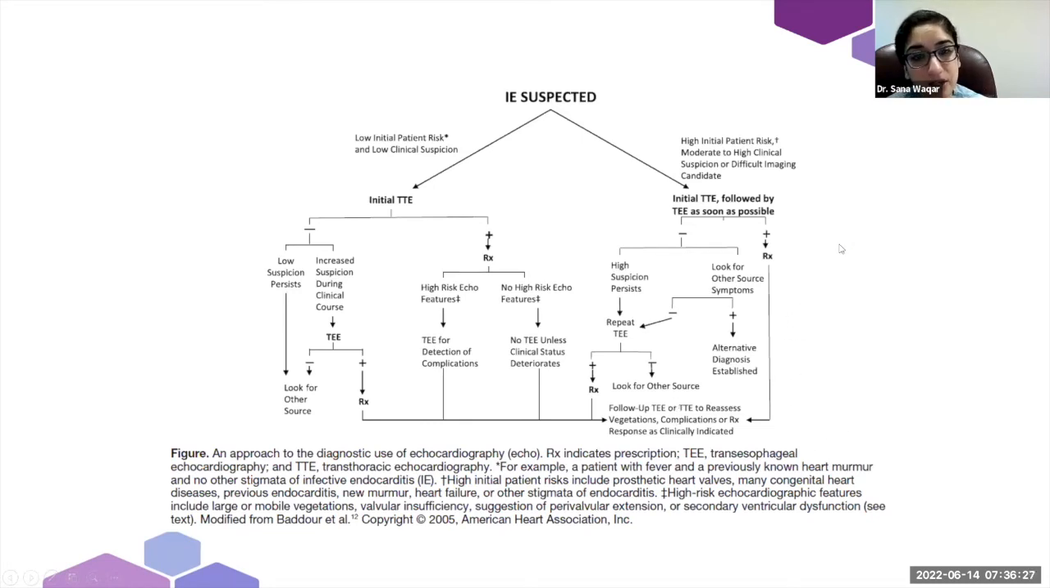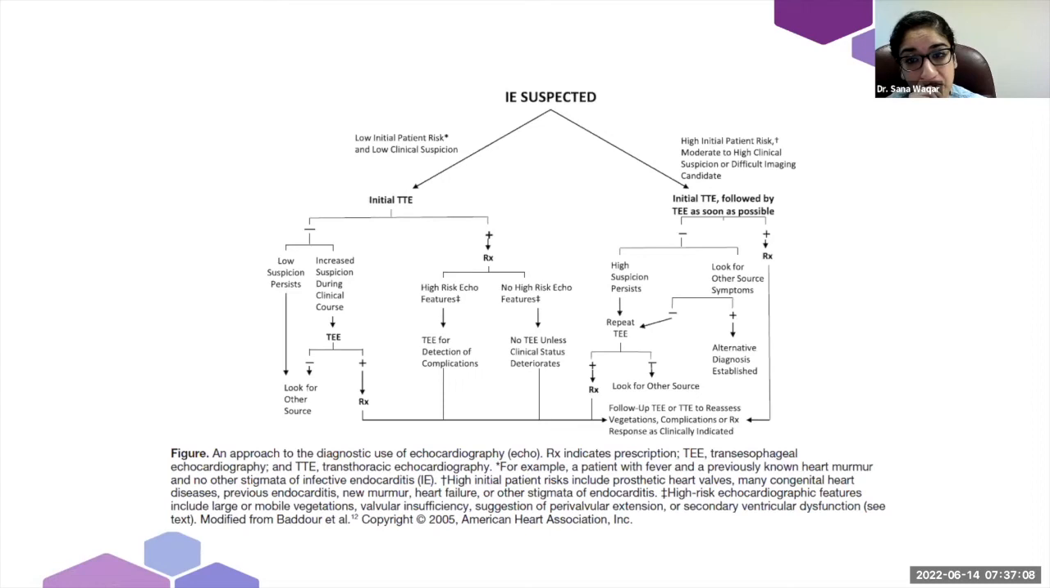So in his case, if the initial TEE was negative, and because he was so persistently bacteremic, the recommendation is that you should repeat a TEE maybe in a week to see if now he has a vegetation. And the thought process behind that is that if you do a TEE very early on in the course of endocarditis, the patient may not have had enough time to develop a vegetation. But if your clinical suspicion is low, you have an alternative source, and the bacteremia clears rapidly with a good TTE, you can stop at that. So basically, that's what it comes down to.